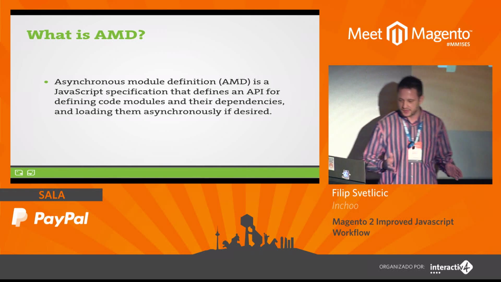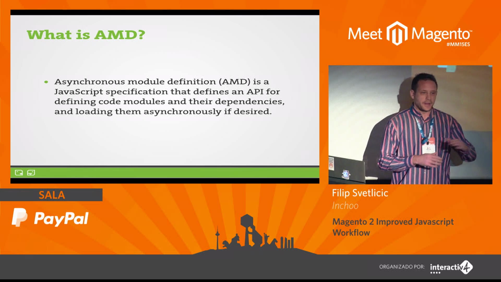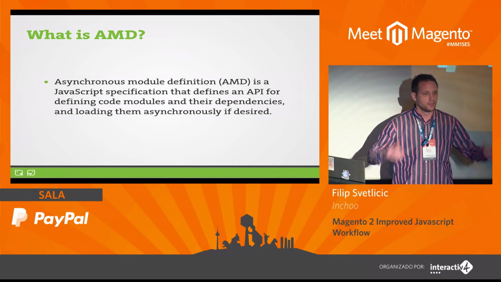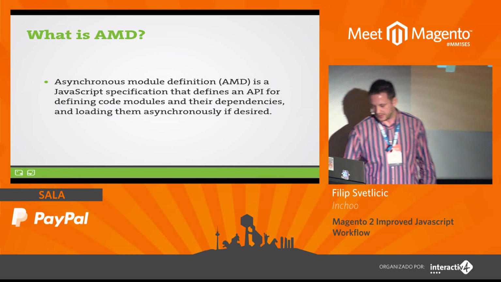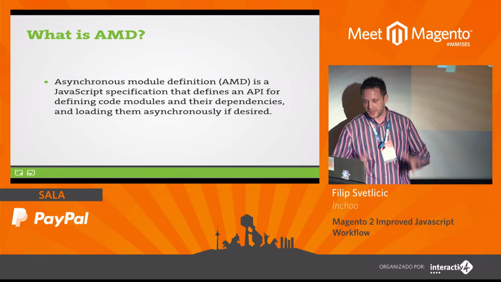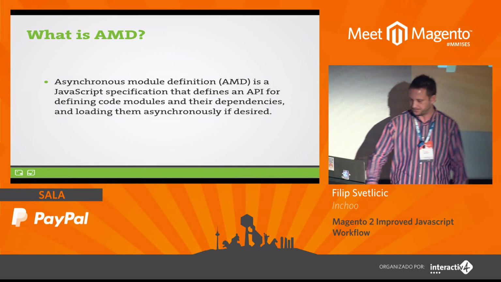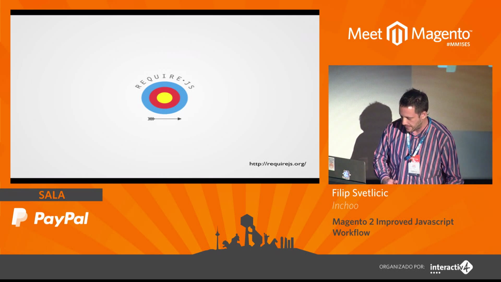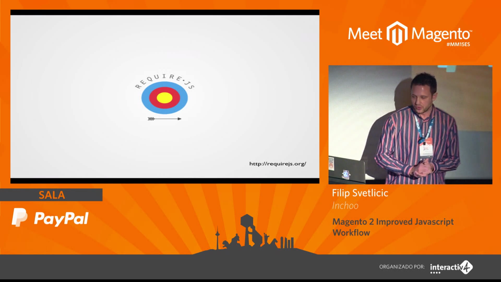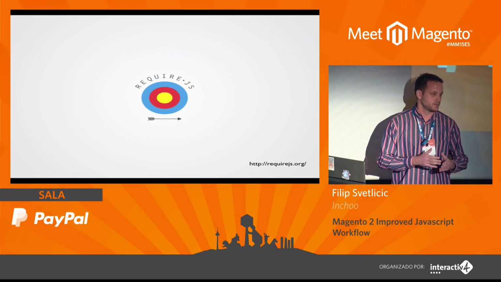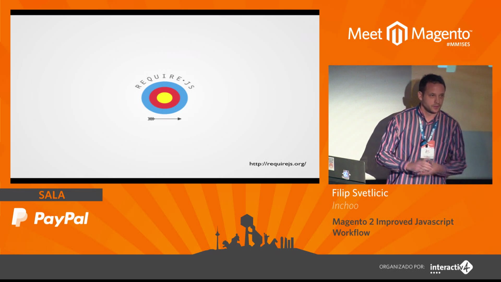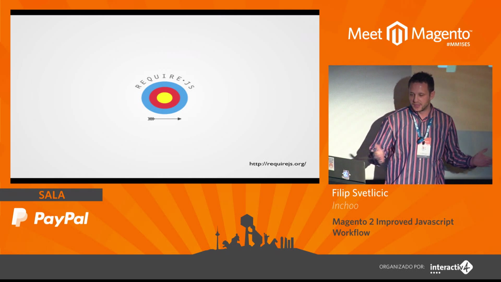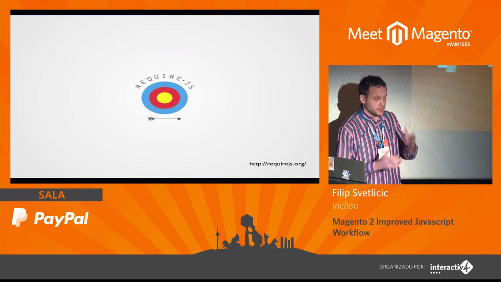So it's important to realize that any JavaScript file is now what we can call a JavaScript module, and the system loads them asynchronously if desired. Now Magento 2 decided to go with require.js, and here at Inchu we are strictly bound, as maybe the vast majority of you are, to Magento 1 since the very beginning, and we don't work on other platforms.